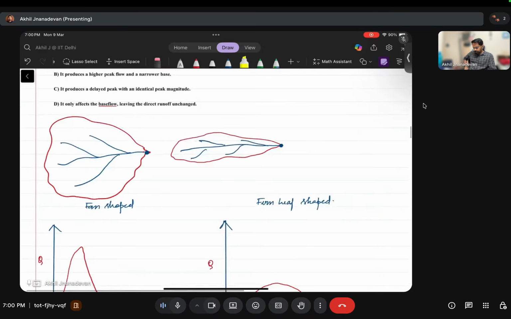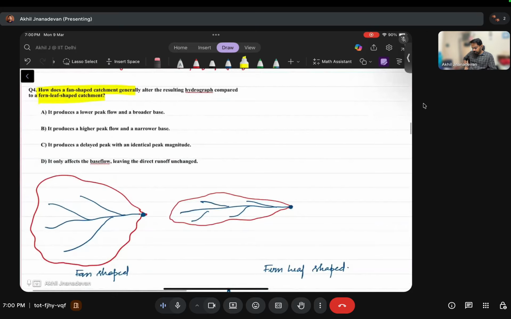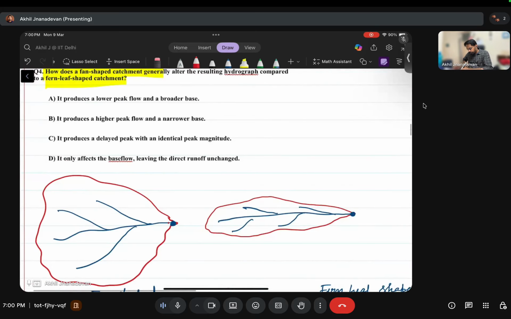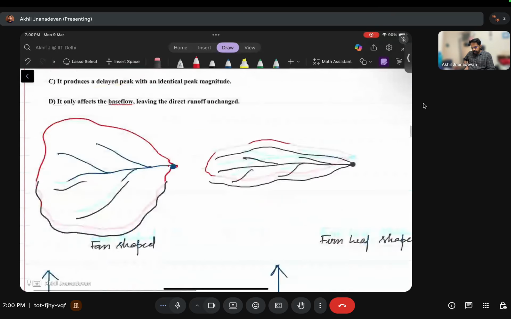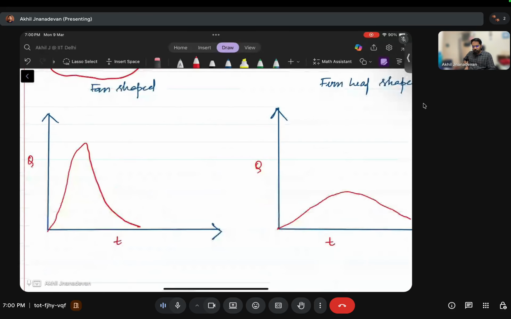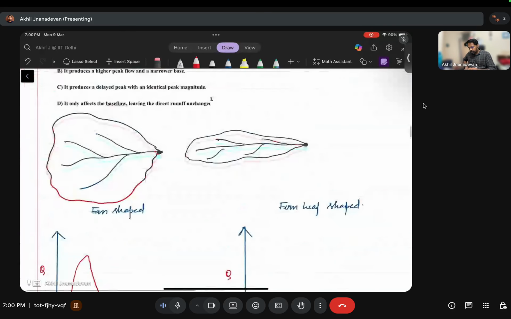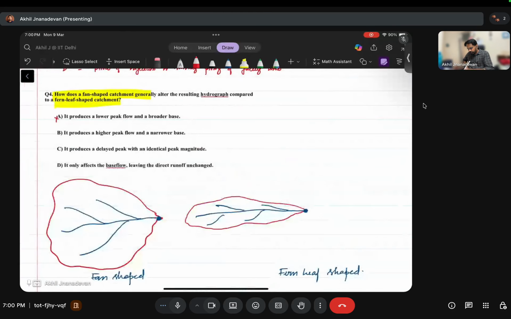No, fan shape is producing a higher peak. So this one is wrong. It produces a high peak and narrow base. Yes, it is a high peak and it is having a narrow base. So the second option should be correct.